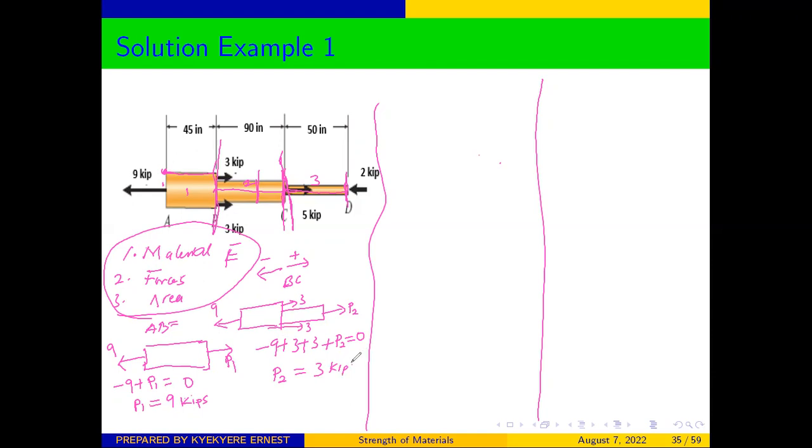Good. Then we go to the third section, section 3. Because none of the ends are fixed, for section 3 you can decide to cut it on this side and take your analysis in this direction, or you can decide to take it from this direction here. The answer will be the same; you are going to get the same thing at the end. So if we pick from A, we are going to have our structure like this. We have our 9 going this way. We have a change in diameter here.